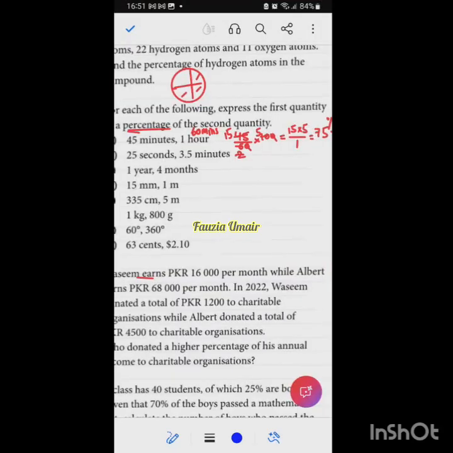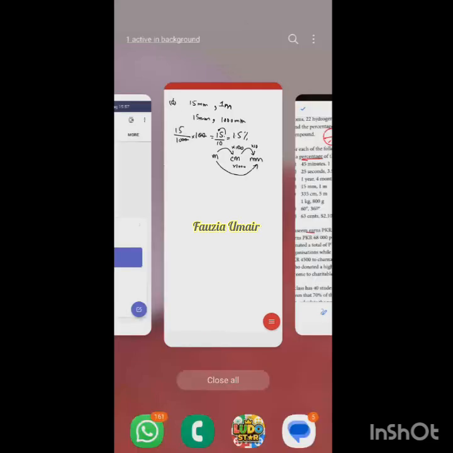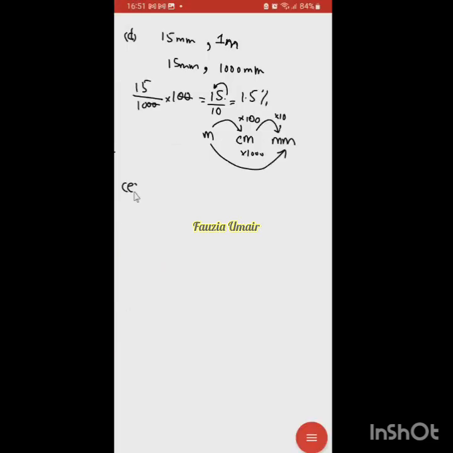E part is 355 centimeter to 5 meter. We can change meters into centimeter. So you will multiply it with 100. So this is 500 centimeter. So the fraction is 355 divided by 500.